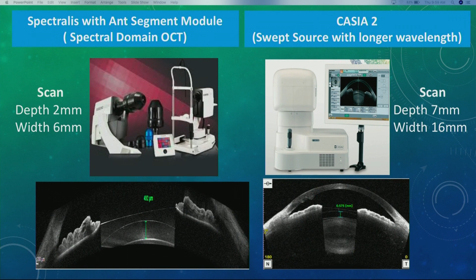The one on the left is the spectral domain OCT, which we can see has a shorter depth. So if we want to see the angle structures, we don't see the cornea. If we want to see the cornea, we don't see the angle structures. The picture on the right, which is showing the Cassia, has a deeper scan depth, and so you can see right from the anterior part of the cornea to the back of the lens, as well as from limbus to limbus and the angle structures in one go.